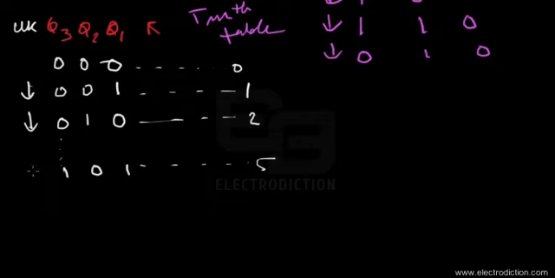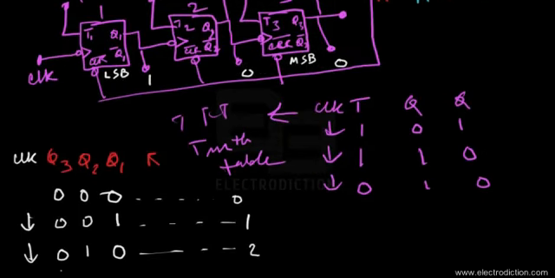Now, on getting the negative edge of another clock pulse at stage 5, let's assume the output of this counter is at state 5, so it has the output of 101. Upon arrival of the negative edge of the next clock pulse, the outputs of this counter move on to the state 110.